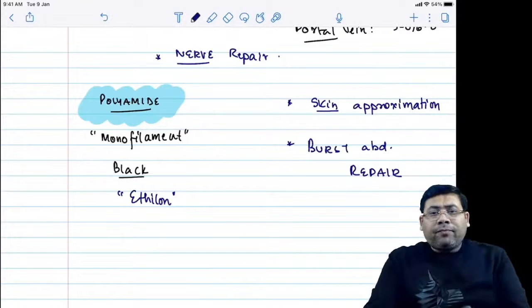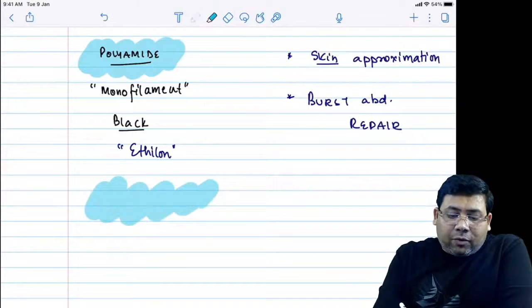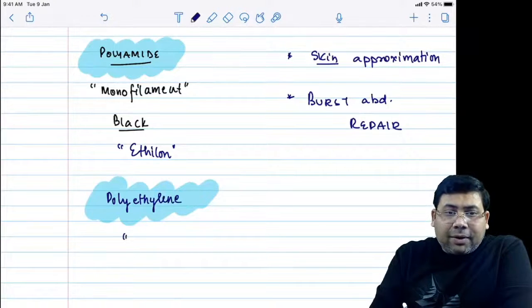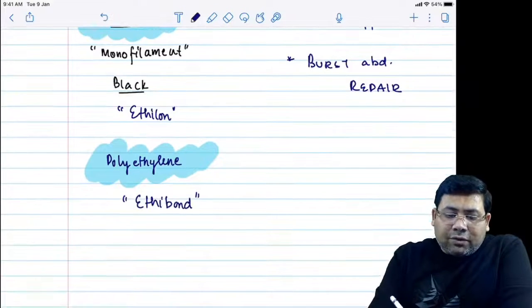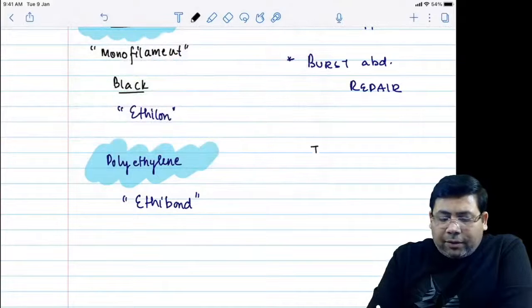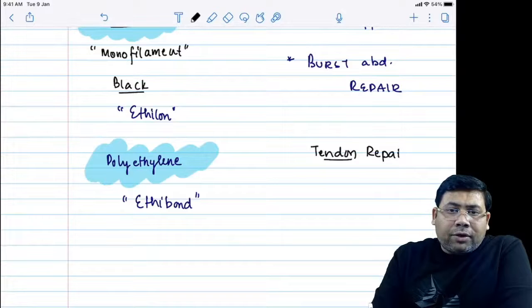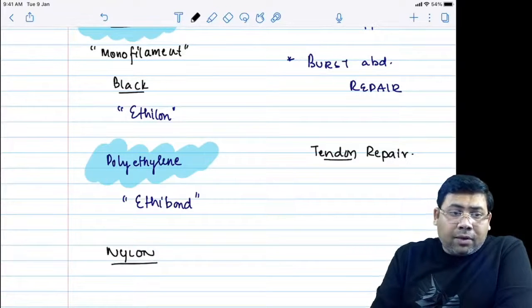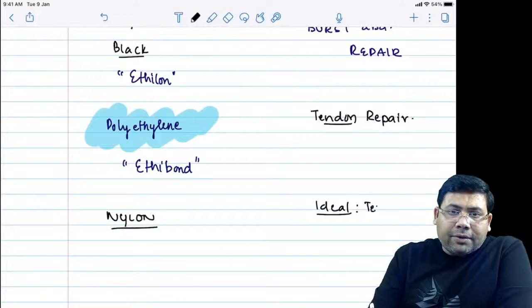What is Ethibond? I've been talking a lot about Ethibond. What is Ethibond, students? It is polyester. So polyester is marketed by the name of Ethibond. When we talk about Ethibond, this is a suture which is preferred for tendon repair. One more important thing, what is the ideal suture for tendon repair? Answer is nylon. Nylon is ideal for tendon repairs.